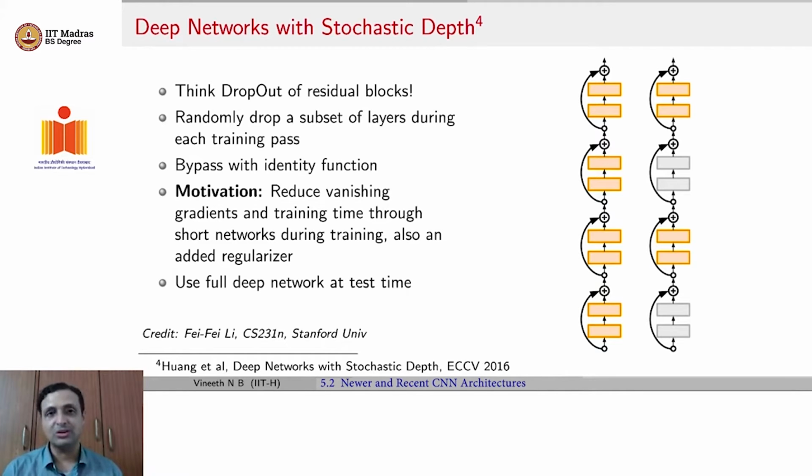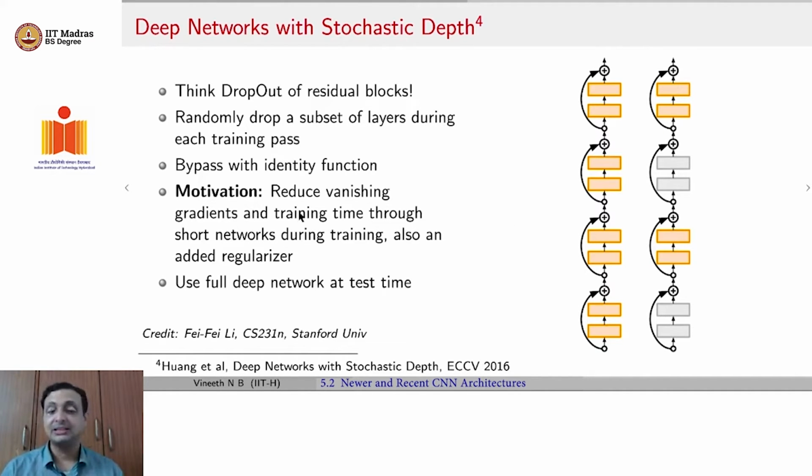But now, because of the presence of the identity connections through residual blocks, you could randomly drop a few of the residual blocks in every mini batch iteration. And that could be done in a stochastic way by randomly sampling from a uniform distribution or any other probability distribution and accordingly deciding which blocks should be dropped.